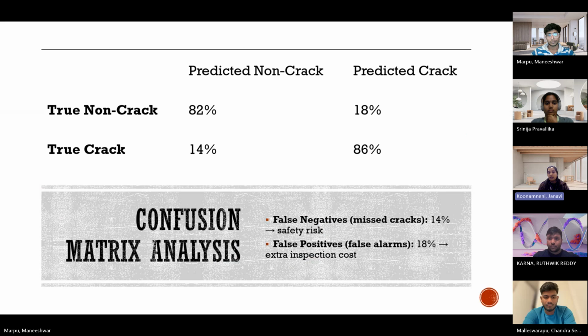Now coming to the confusion matrix, the confusion matrix shows us the real world results. Like 14% of cracks were missed, which are false negatives. This is not ideal, but much better than human inspection, especially when people get tired. 18% were false alarms, false positives, which just means a little extra checking. Better safe than sorry. Depending upon the situation, we can adjust the system to catch even more cracks if needed.